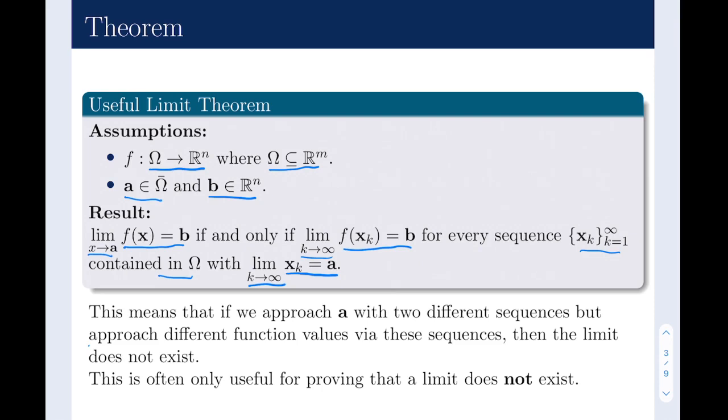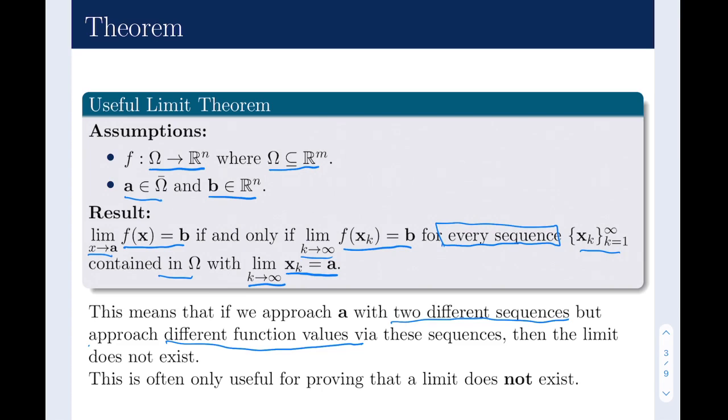Now this is quite a lot to unpack, but all this means is that if we approach A with two different sequences, but approach different function values via these sequences, then the limit does not exist. Now this is only useful for proving that a limit does not exist. This is because if we wanted to prove that a limit did exist using this theorem, we would have to show something for every single sequence that goes to A as k goes to infinity. And that's not an easy thing to do.